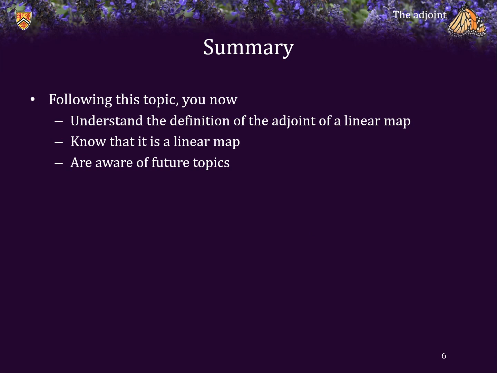So following this topic, you now understand the definition of the adjoint of a linear map. You know that it is a linear map as well, and you are aware of the future topics we will be looking at in this chapter.